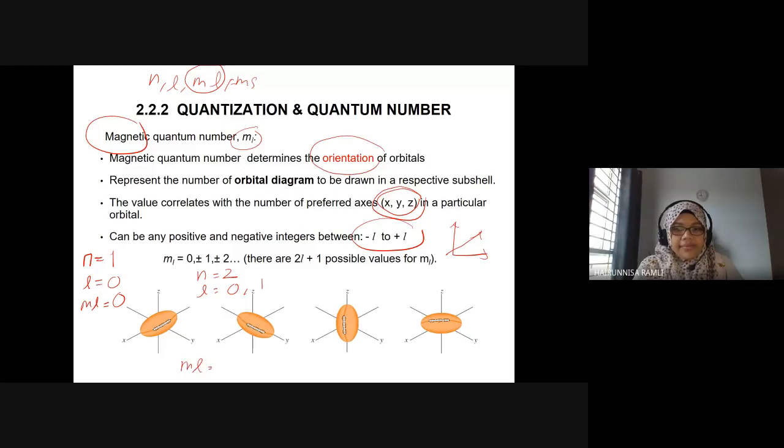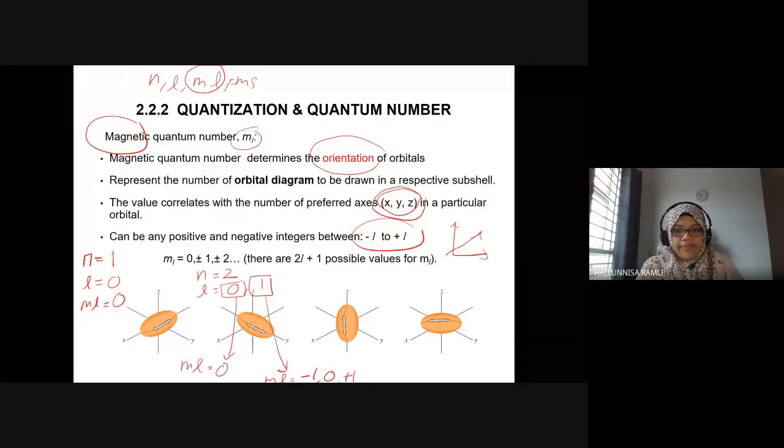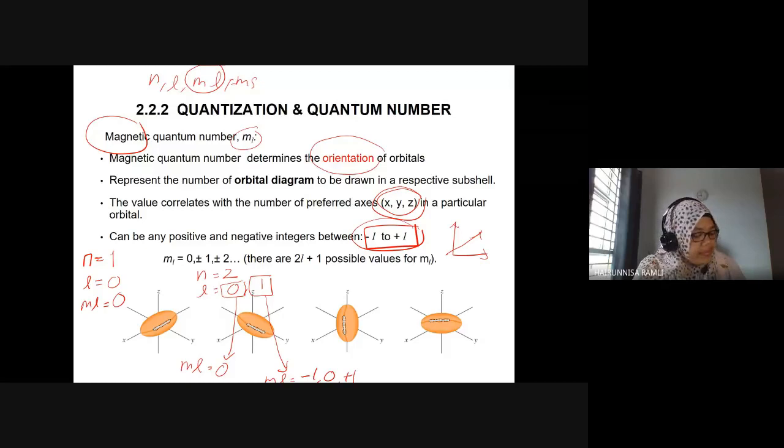So ML, saya buat kat bawah eh. Ni ada 1 kan? Kat sini, you have to know that you have 2 L, right? You kena pecahkan satu-satu. Where 0, ML is 0. But for 1, ML is negative 1, 0, positive 1. Ni kan? From negative L to positive L. Faham tak? Okay, tak apa.